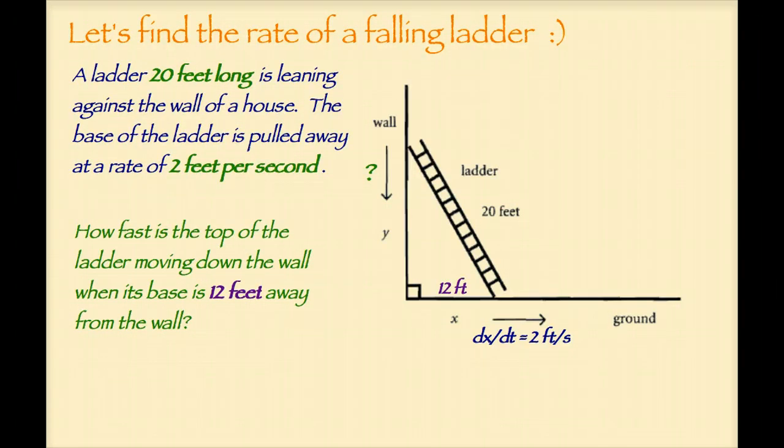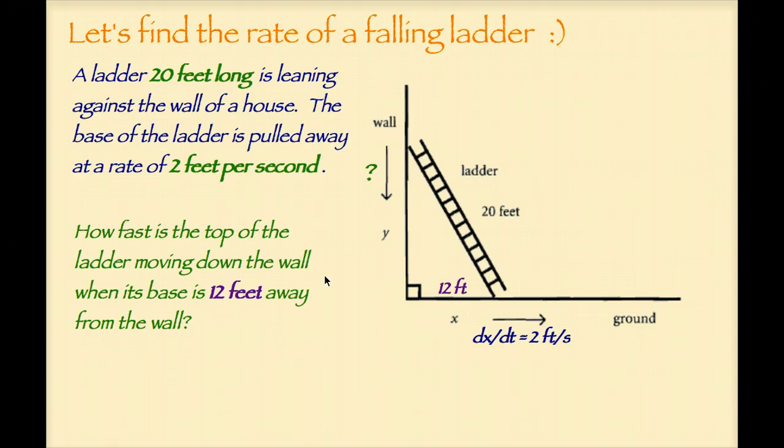Let's find the rate of a falling ladder. We have our 20-foot ladder leaning against the wall of the house. It hasn't begun moving yet, and at the moment just before it moves, it turns out that the base of the ladder is 12 feet away from the base of the wall. Furthermore, we see that the base of the ladder is being pulled away at a rate of 2 feet per second. That's the rate at which this x distance is changing with respect to time. So dx/dt is 2 feet per second.